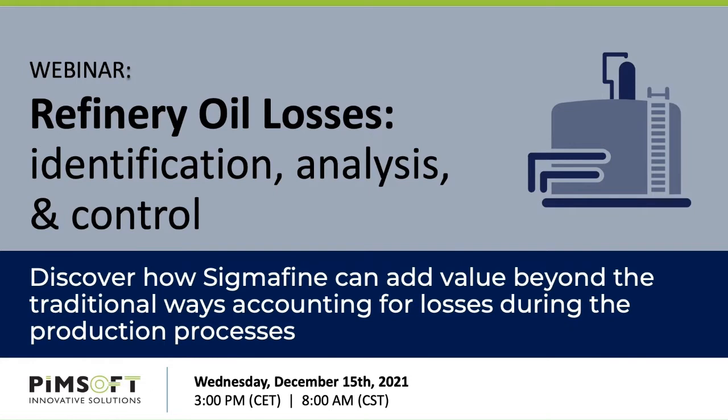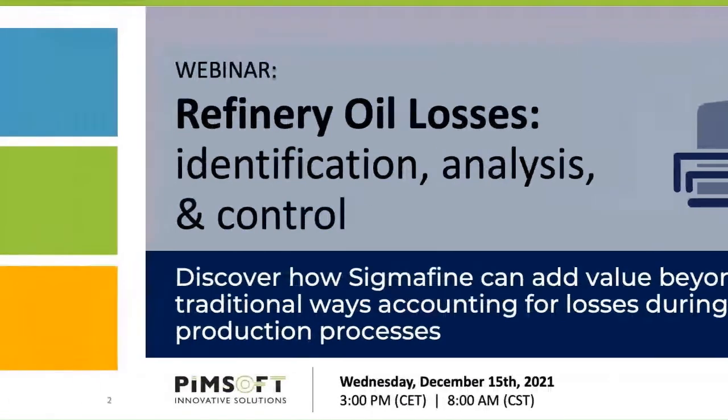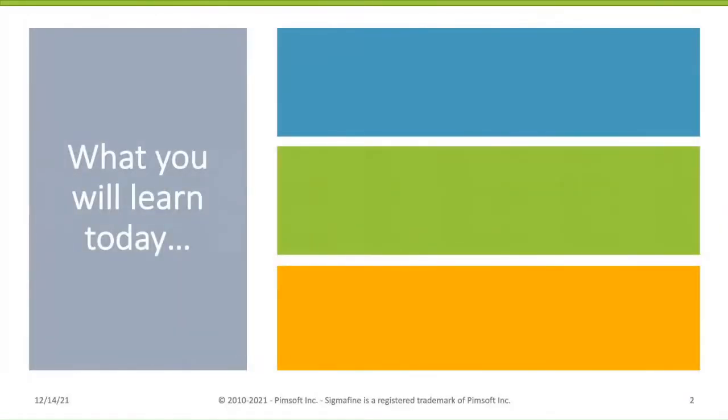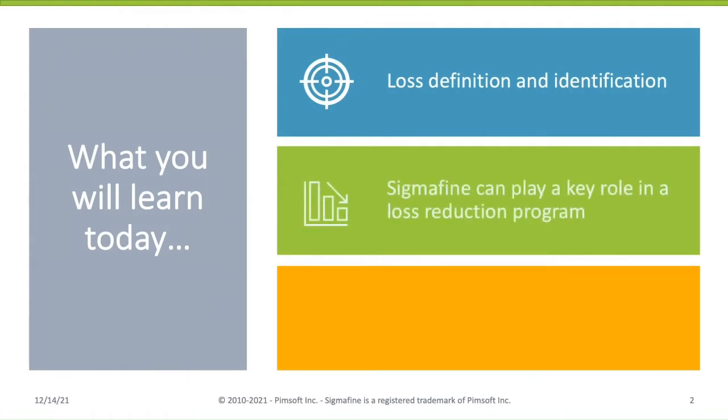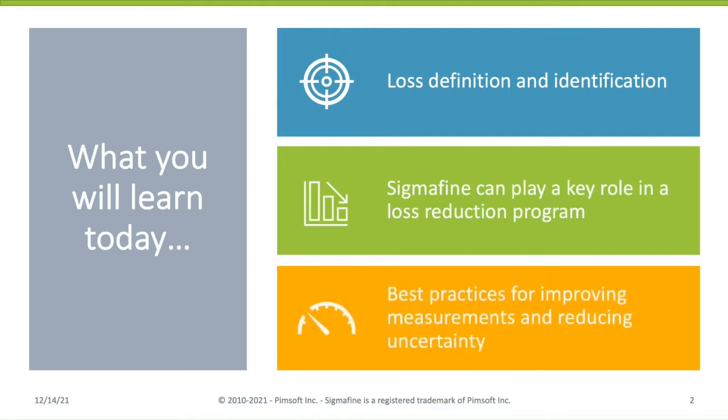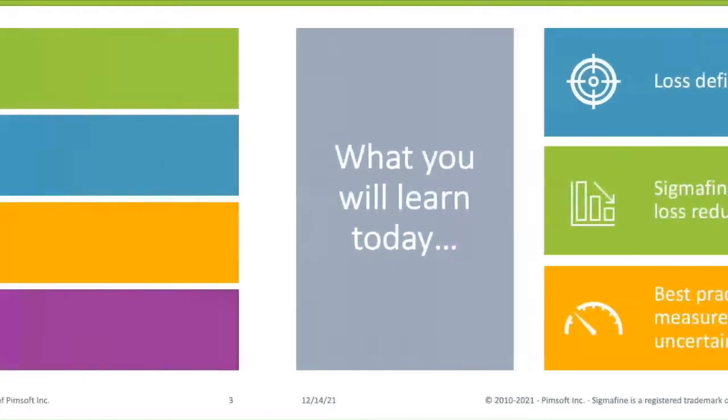Today, we want to demonstrate Sigmafine's approach to support refinery oil losses identification, analysis, and control. This webinar will discuss how Sigmafine, leveraging data reconciliation and improving the management of material movements, will have a positive impact on the accuracy of loss accounting. Today you will learn the best way to identify losses, how Sigmafine can play a key role in a loss reduction program, and the best practices for improving measurements and reducing uncertainty.